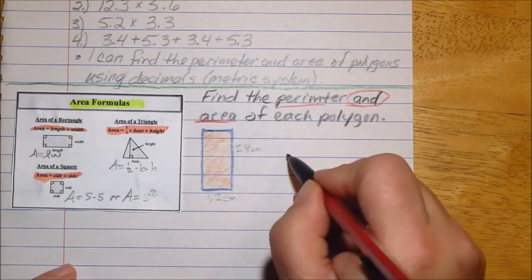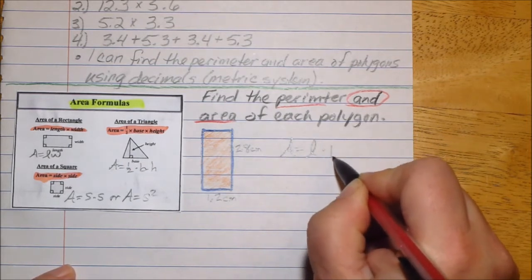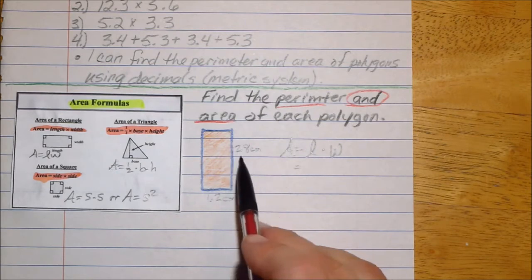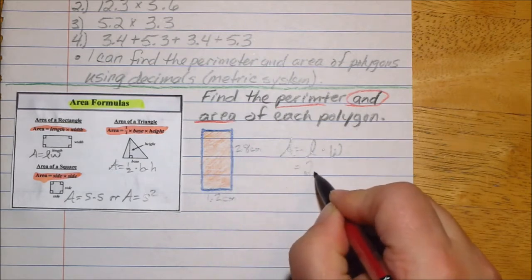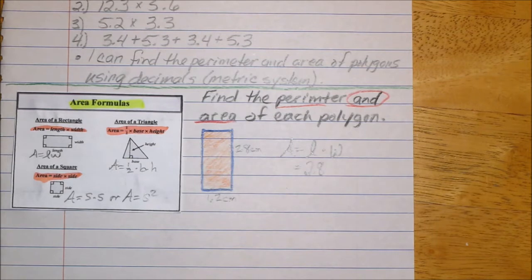All right, so first step is always write the formula. A equals length times width. Second step is to plug in known values. Well, I know what my length is. It's 2 8/10, so I'll put that right here. And then I know what my width is. It's 1 2/10.